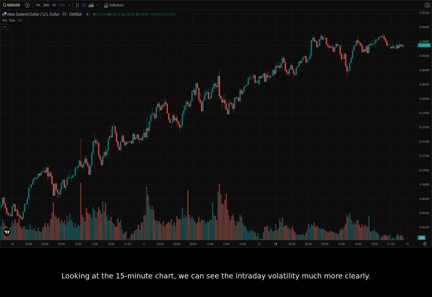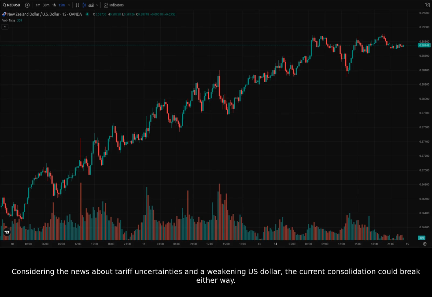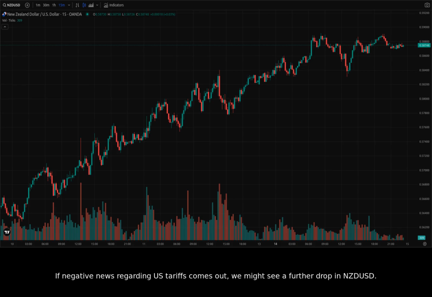Looking at the 15-minute chart, we can see the intraday volatility much more clearly. There are small support and resistance lines. Considering the news about tariff uncertainties and a weakening US dollar, the current consolidation could break either way. If negative news regarding US tariffs comes out, we might see a further drop in NZDUSD. Conversely, any positive news for New Zealand's economy could push the price upwards.